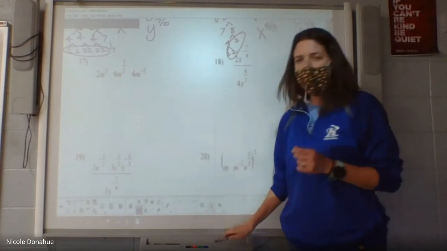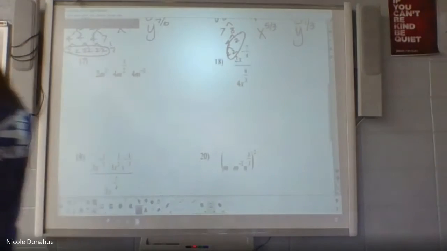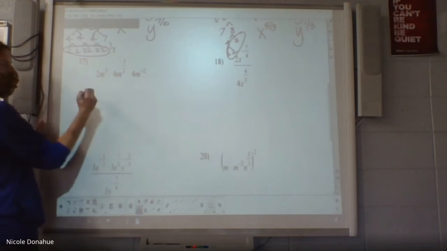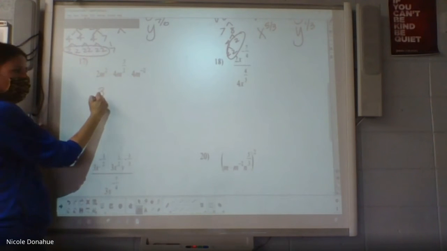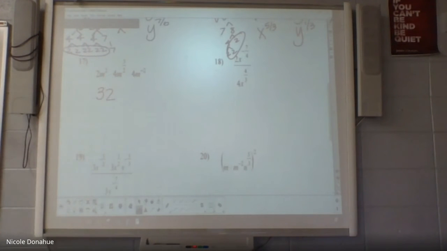Okay, so guys, to save us a little bit of time, we're going to get going here on these. So, number 17, what do you want to do first? Multiply all those numbers together. So 2 times 4 times 4 is going to give us... 2 times 4 is 8. 8 times 4 is what? 32. I'm like, maybe I'm doing something wrong, but I don't think so.